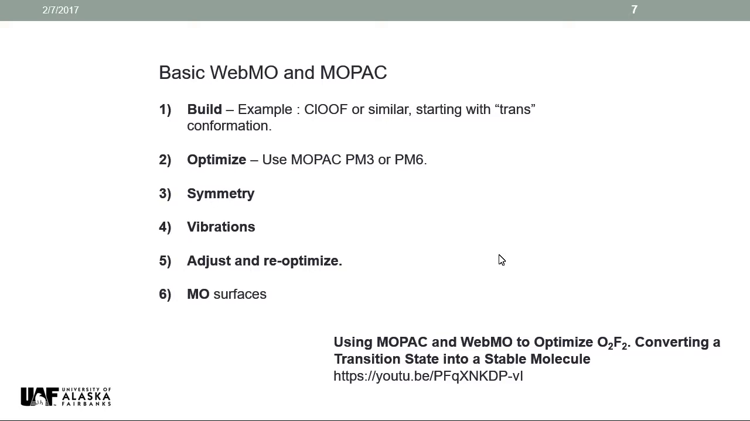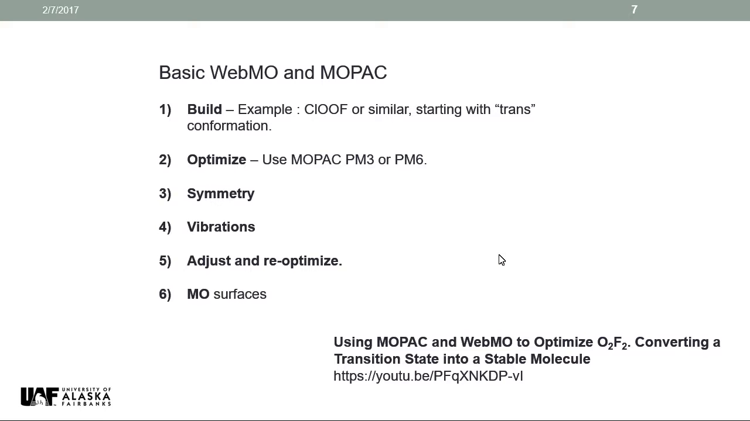Okay, so we'll go through a quick set of calculations that illustrate how to run the usual gamut of computational tasks. These are: optimize the structure, check its symmetry, calculate the molecular vibrations, readjust the geometry and reoptimize if necessary, and finally show surfaces related to electron density. We'll use the dioxygen difluoride, FOOF, as an example.